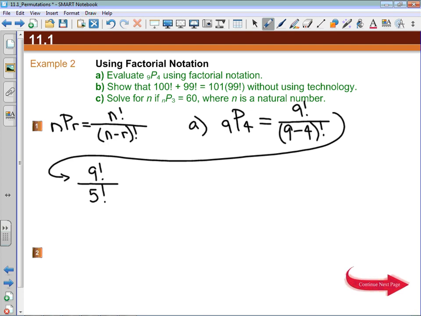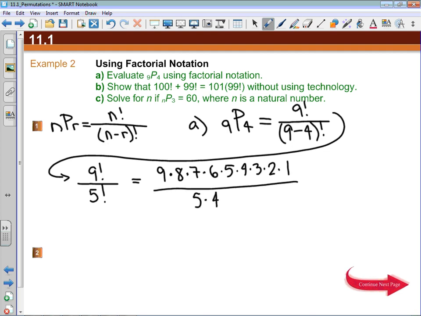And the way that I'm going to do that is I'm going to write 9 factorial as 9 times 8 times 7 times 6 times 5 times 4 times 3 times 2 times 1. And then I could write 5 factorial as 5 times 4 times 3 times 2 times 1.